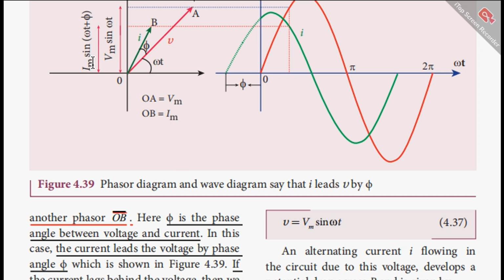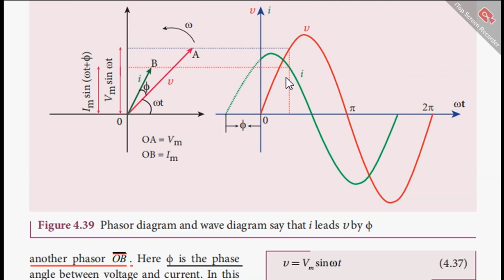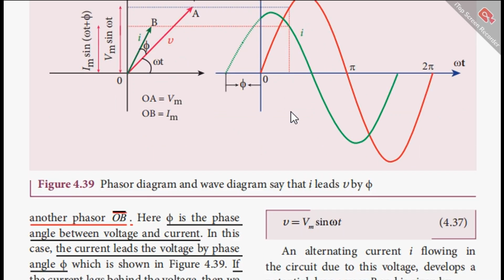So here Im sin(omega t plus phi) is the instantaneous value of current I, and in this case phi is the phase angle between voltage and current, and the current leads the voltage by a phase angle phi, and that is shown in this figure 4.39. Here the current will be leading the voltage, and if the current lags behind the voltage, then we can write the expression as I equal to Im sin(omega t minus phi).